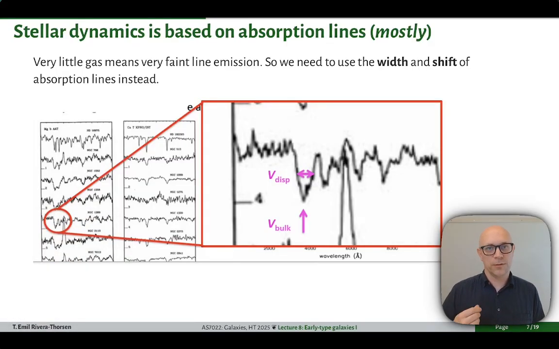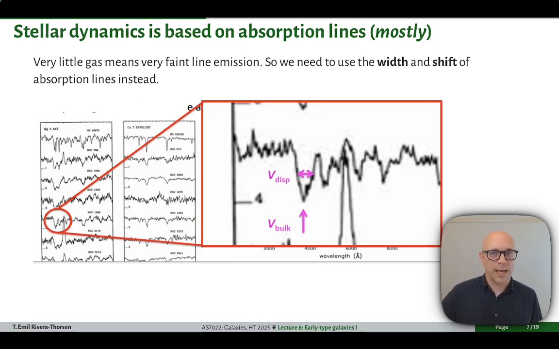So stellar dynamics in early type galaxies is based mostly on absorption lines. This is just practical. First off, there isn't a lot of gas that can give us emission lines, and there aren't a lot of emission lines in stellar atmospheres. So typically what we have to work with is absorption lines in the spectra of stars in these galaxies, or more typically in the integrated spectra of these galaxies, or in the integrated spectra of parts of these galaxies.